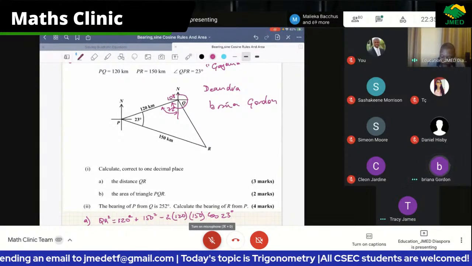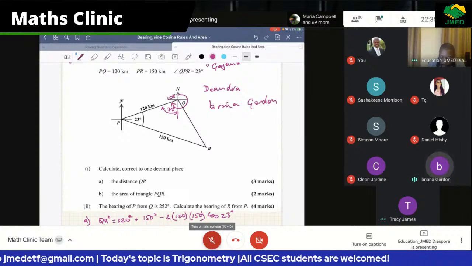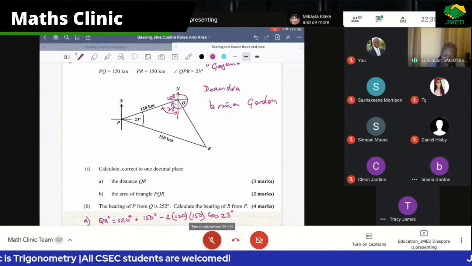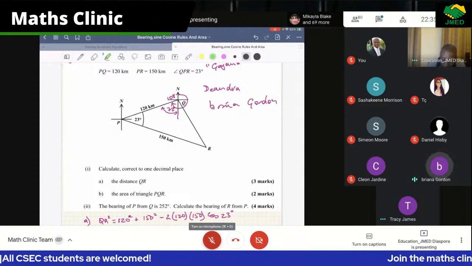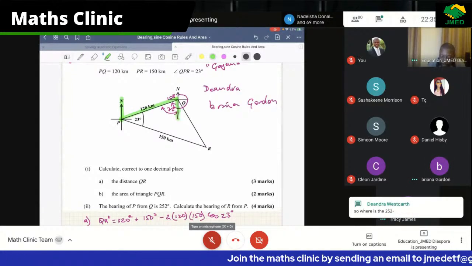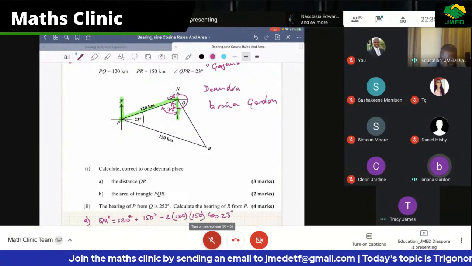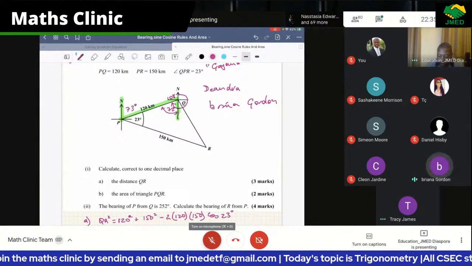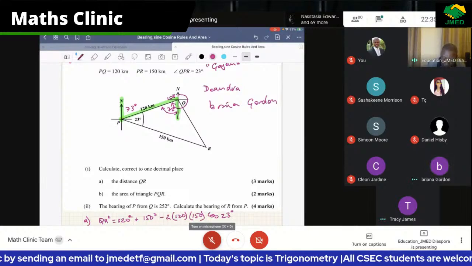Why would I add it to the 23? Because you're finding R from P. So you're talking about your alternate angles here. Yes, sir. So you're saying that here is 73 degrees. 72, sorry, 72 degrees.